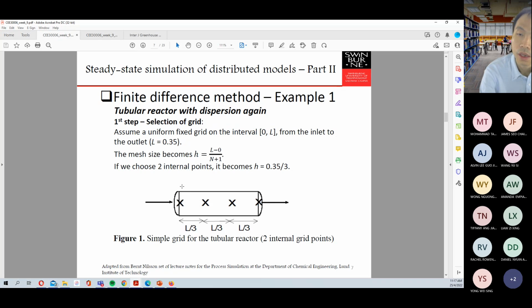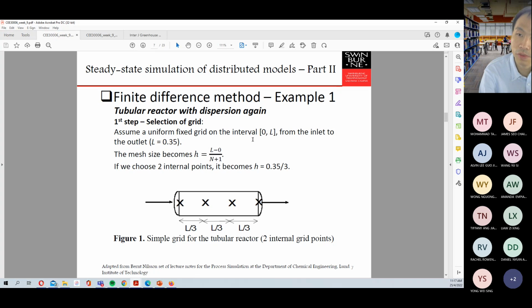Okay, so let's go with an example in here. We're going to discuss a simple example, the tubular reactor with dispersion, the first one that we did in here. For example, if we take 2 internal points, this one will be the first point. This is the end points. So we put 2 points in here. So the mesh size will become this.